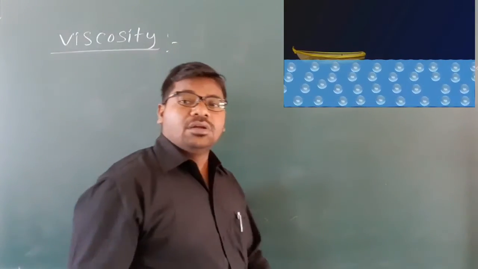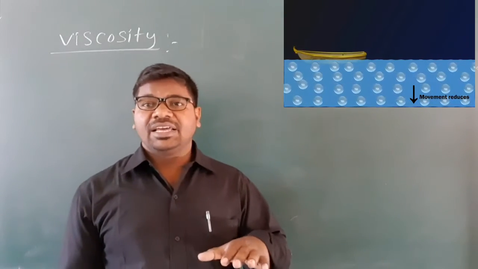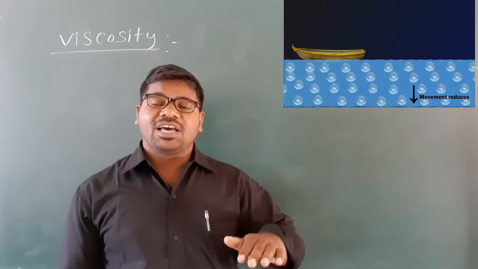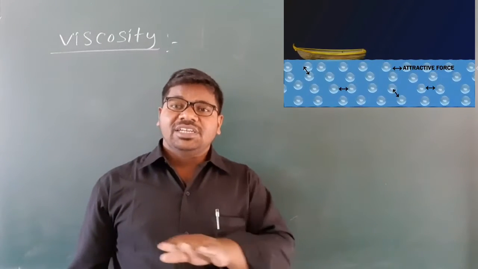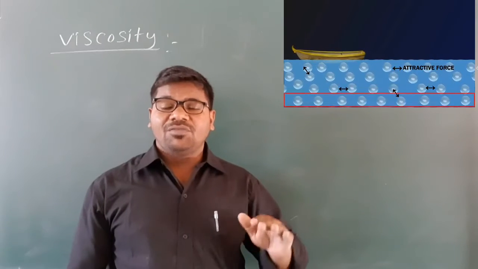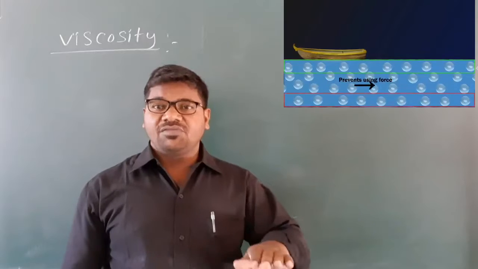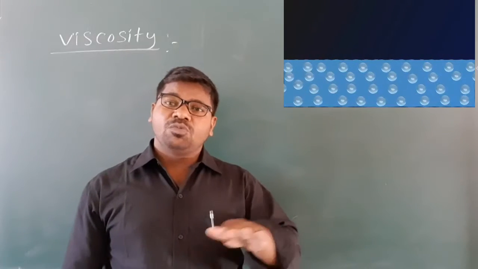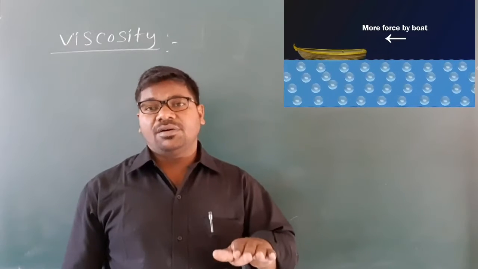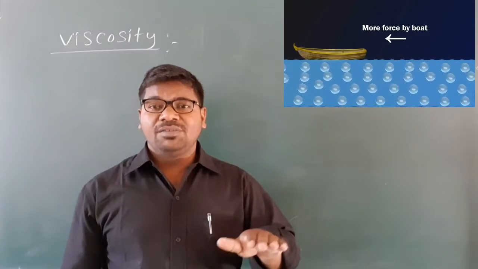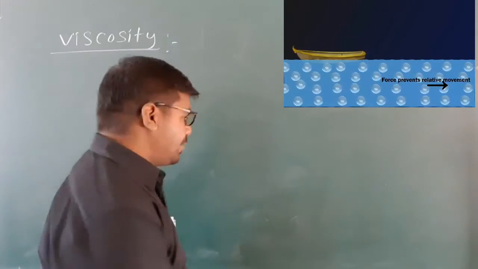And coming to fluids, when a layer of the fluid flows on another layer, it is laminar flow. In liquid, layers are formed. One layer moves with one velocity and another layer of the liquid or fluid moves with a different velocity.